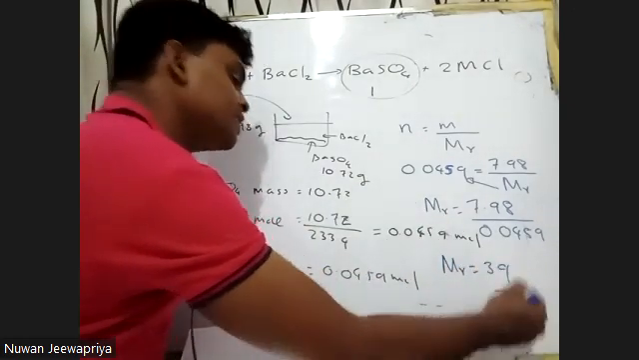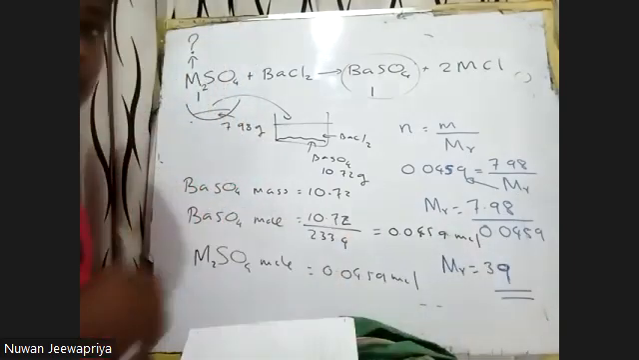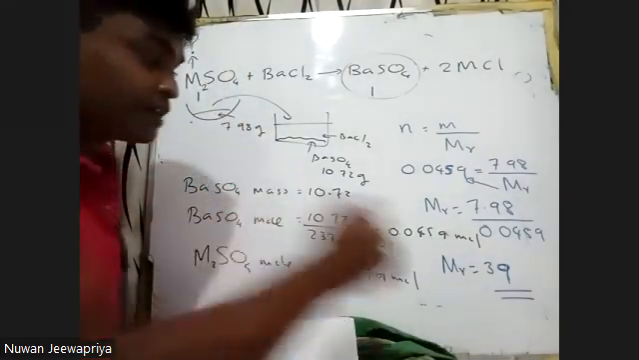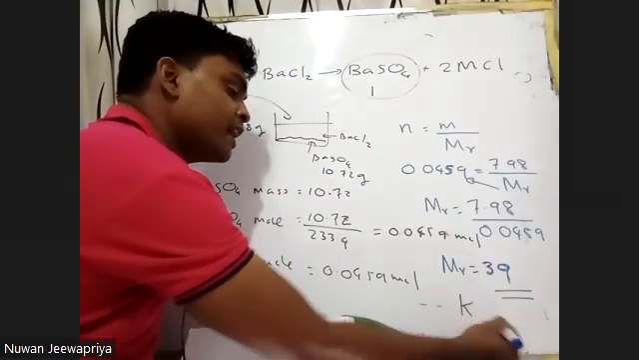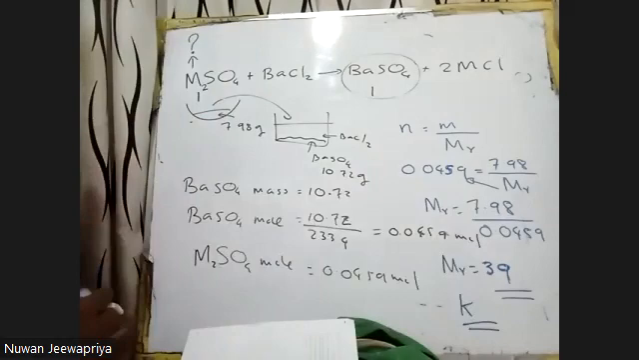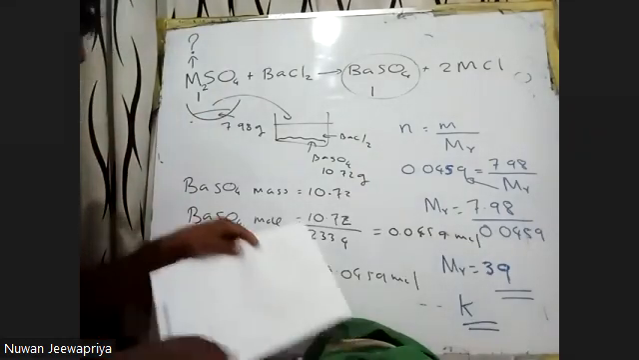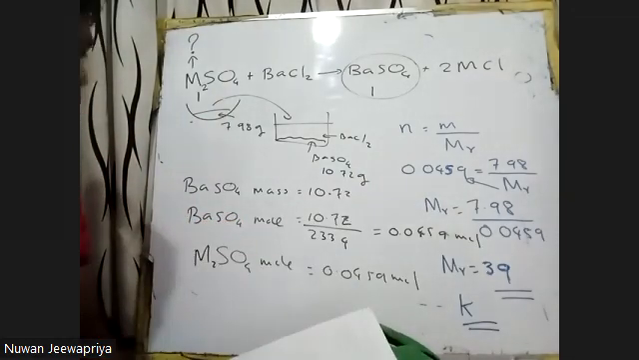So what is 39? See the periodic table. What is 39 in the periodic table? 39 is potassium. So the answer is potassium. We got the identity of the substance, potassium.